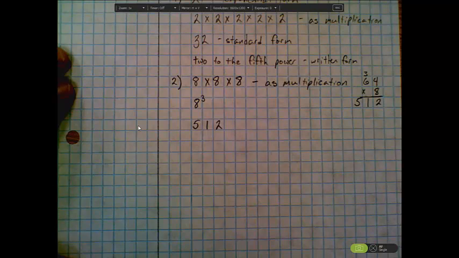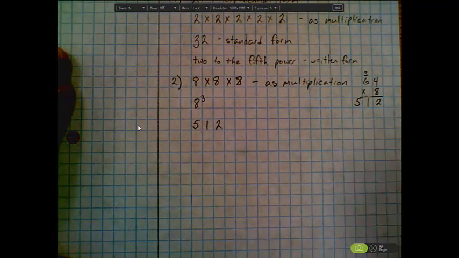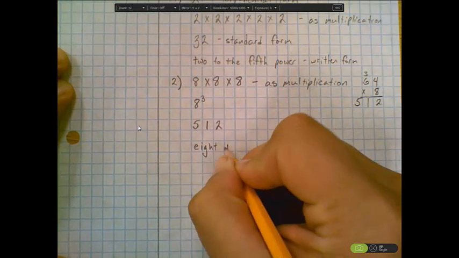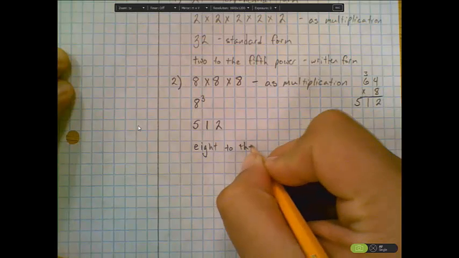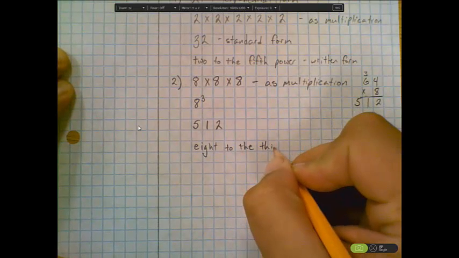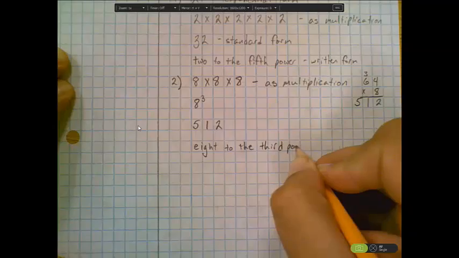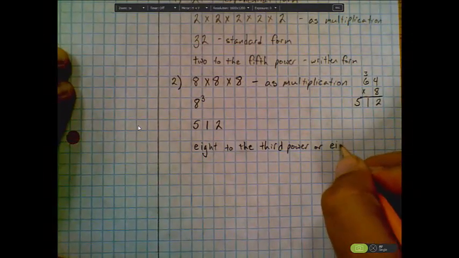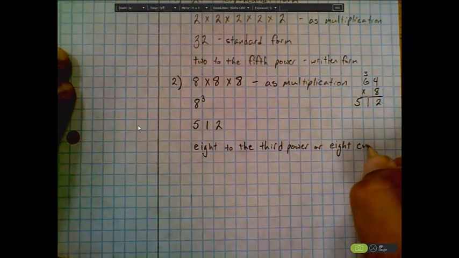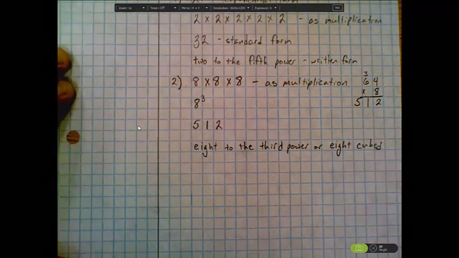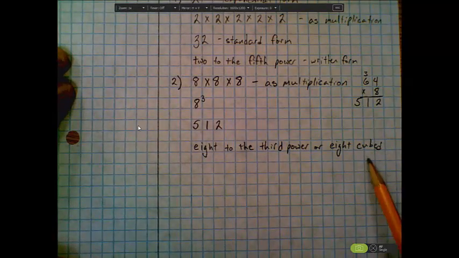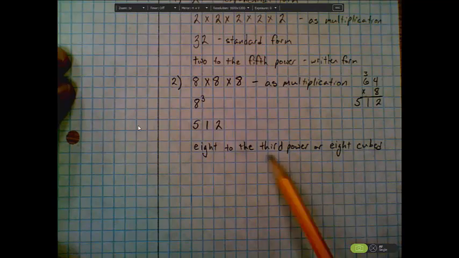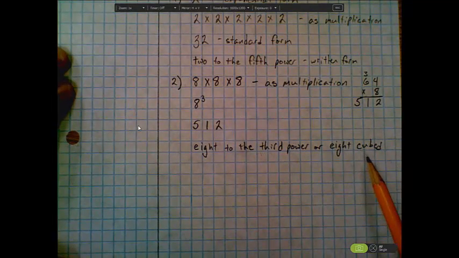And then the last way that we're going to write it is we're going to write it in written form, and that would be 8 to the 3rd power, or we could write it as 8 cubed, because cubed is one of those special forms. So when you see it to the 3rd power, you can say cubed. If you see it to the 2nd power, you could write squared.